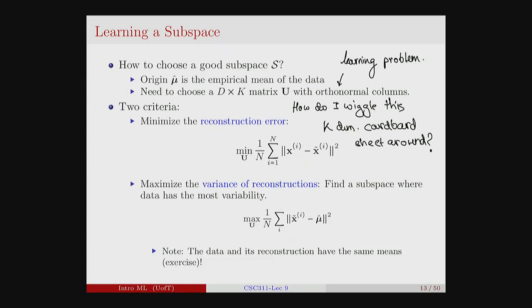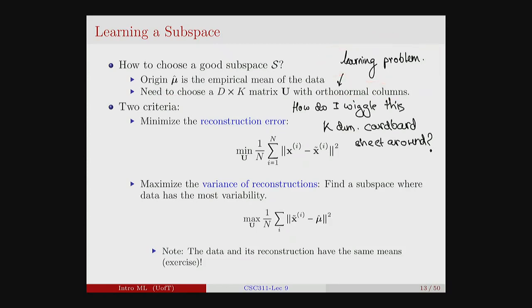So we're going to start working with our data set now. Remember, our data matrix is some X, which is a matrix in n by d. We're going to call mu hat the empirical mean of the data, so that is some d-dimensional vector that represents the mean of the original data. And now our goal is to choose a d by k matrix U with orthonormal columns. And this is going to be our unsupervised learning problem.